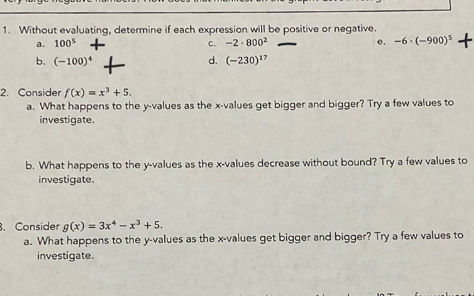And negative 230 to the 17th. Negative. Can everybody figure those out? Hopefully. So if the exponent is odd, it stays the same. If it's even, it's always positive. That's the exponent, the term with the exponent. Multiply it by negative.